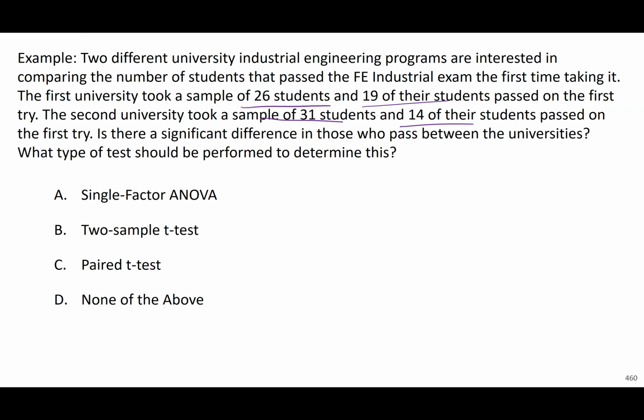We want to know, is there a significant difference? So here we are looking at two populations, right? The assumption is that we don't have students in both programs. They're only in one at a time. And then we need to look at what we're collecting. We're looking at proportions here, right? Student 1, did they pass or not pass? Student 2, did they pass or not pass? This is a categorical variable, which means we're looking at proportions. We are not looking at means, so we don't want ANOVA and we don't want a t-test. So this is actually none of the above.